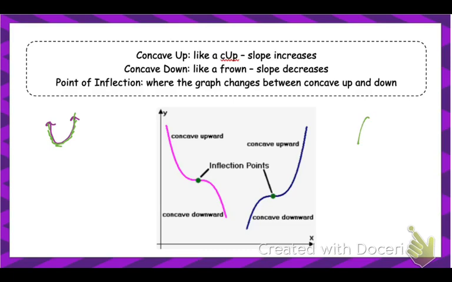Concave down looks like a frown. The slope is decreasing across that graph. So here's an example of concave down. Again, that slope is getting closer to 0 as it's positive, it's getting closer to 0 because it's decreasing. And that's concave down. Where your graph changes between the two, very similar to that cubic function that we saw, that's a point of inflection. So where your graph changes between those two.